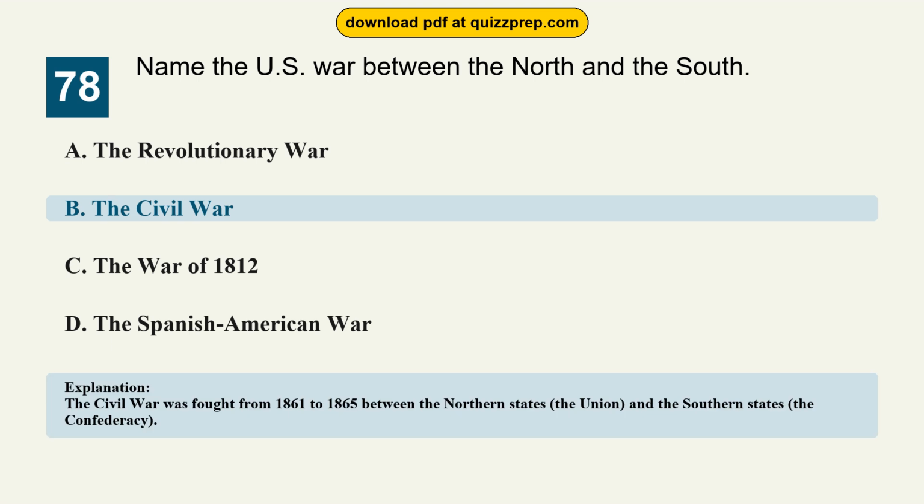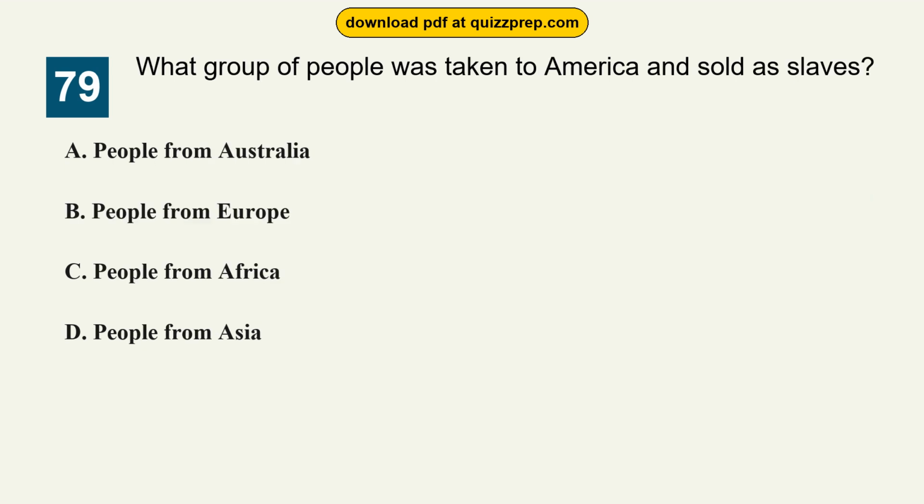The Civil War was fought from 1861 to 1865 between the Northern states, the Union, and the Southern states, the Confederacy. Question 79. What group of people was taken to America and sold as slaves? Option A, people from Australia. Option B, people from Europe. Option C, people from Africa. Option D, people from Asia. The correct answer is option C, people from Africa.